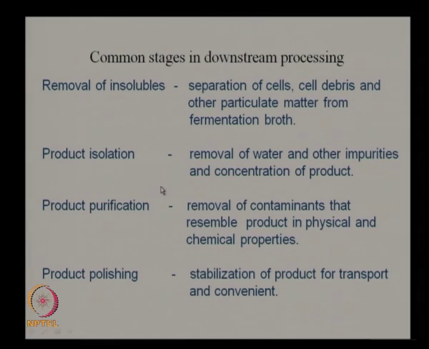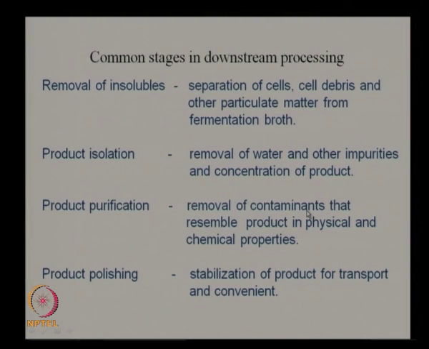The next step is product purification, that means you are trying to purify the product. By the end of product isolation your product may be 30, 40, 50% pure, okay, but then if you want to achieve 90% pure, 95% pure, then you need to resort to product purification. You are removing the contaminants, there could be side products which may be contaminants, there could be unwanted reactions or reactants which may be contaminants. So you need to remove all these, and then you need to bring in the physical and chemical properties of those contaminants, and finally you are doing the product polishing, that means you are stabilizing the product for transport, convenience and shelf life, that is called the product polishing.